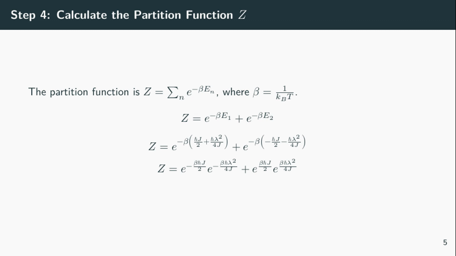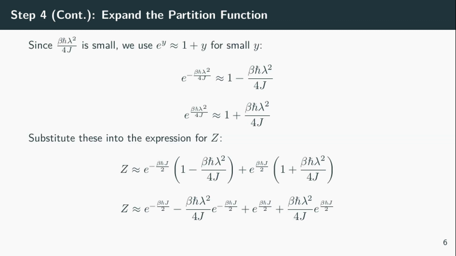We can rewrite the exponents by separating the terms. This gives us Z equals e to the power of minus beta h bar J over 2 times e to the power of minus beta h bar lambda squared over 4J plus e to the power of beta h bar J over 2 times e to the power of beta h bar lambda squared over 4J. Continuing with step 4, we apply another approximation. Because lambda is small, the term involving lambda squared is also small. This allows us to use the approximation that e to the power of y is roughly 1 plus y for small y. We apply this to the exponential terms within the brackets. Next, we substitute these approximations back into our expression for Z. Finally, we multiply out the terms as shown here.